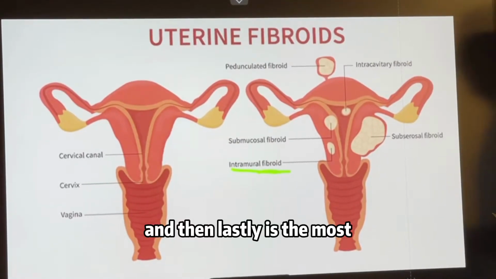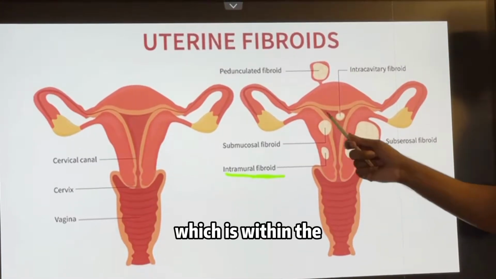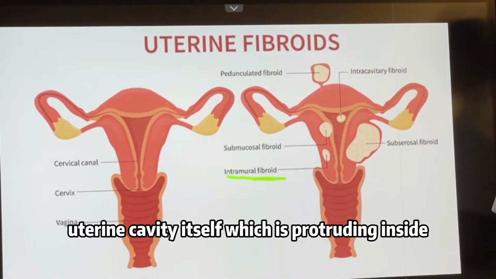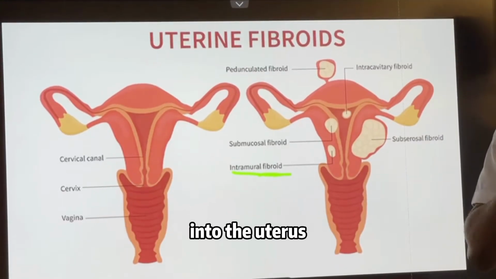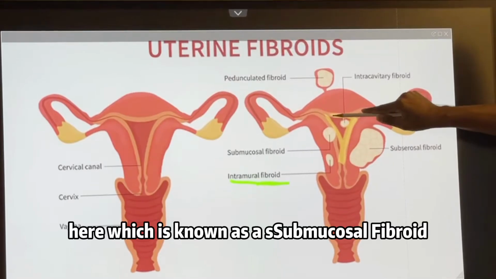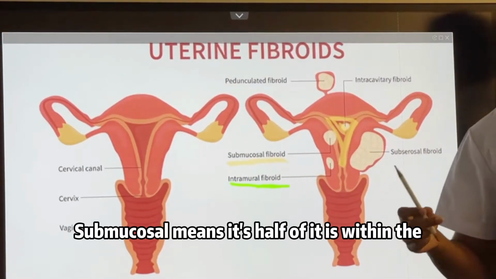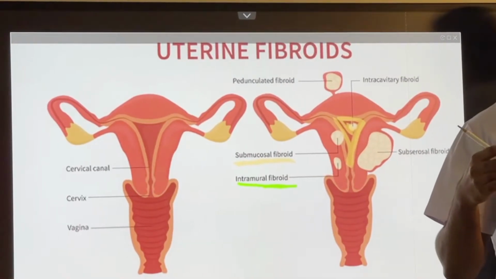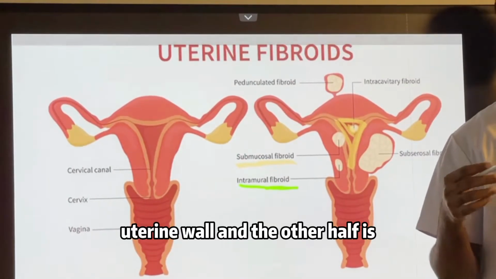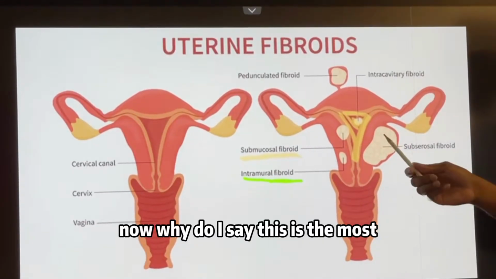And then lastly is the most threatening one, which is within the uterine cavity itself, protruding inside the uterine cavity here, which is known as a submucosal fibroid. Submucosal means half of it is within the uterus's wall, and the other half is facing inside the uterine cavity. Now, why do I say this is the most threatening one?